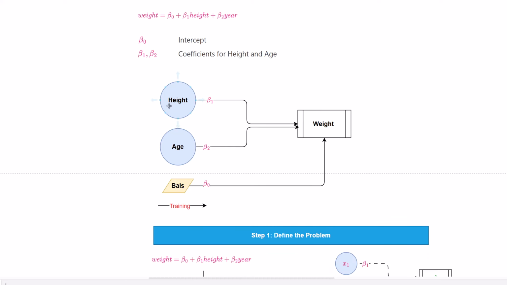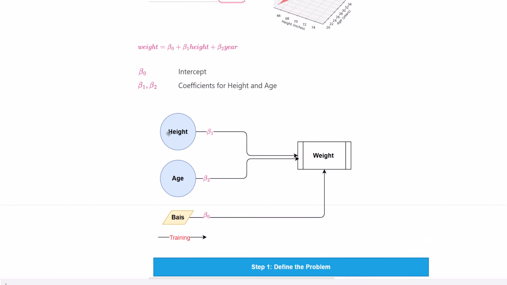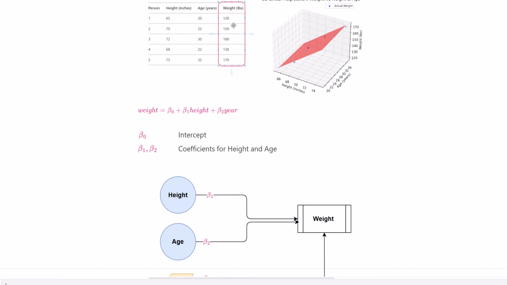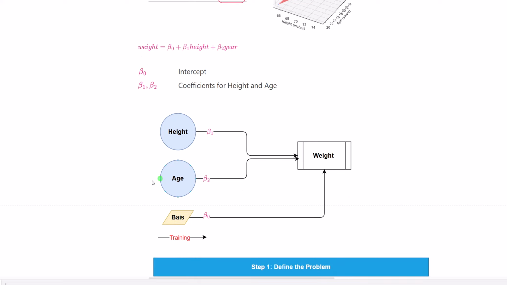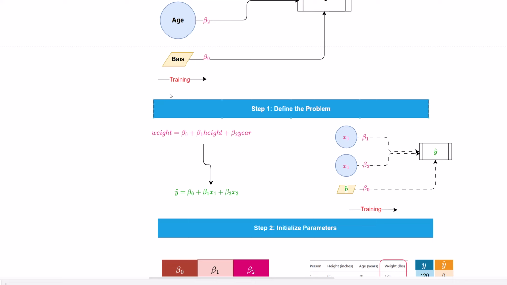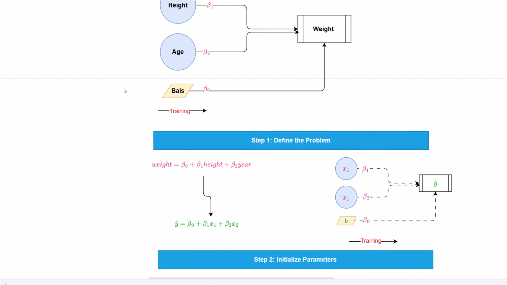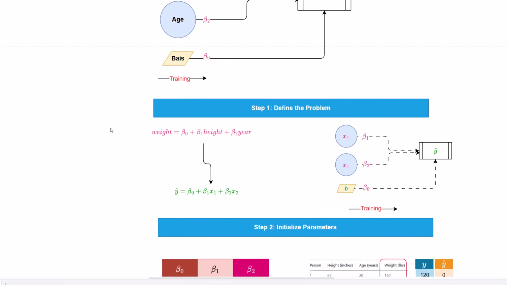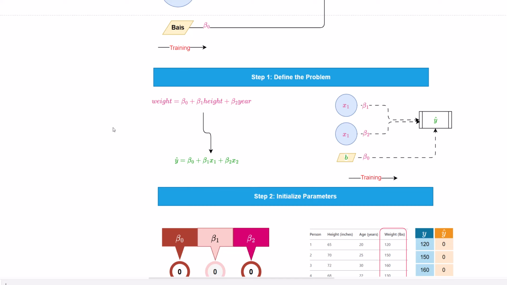So as you can see here, I tried to convert it to a graph. I have here the independent variables, height and age, and each one has a parameter. And I have the weight. The output should be the weight. This is the class label, or the predictable, which we need to predict. The class label is categorical, and this is the bias, also called the intercept. Now this is, for instance, in the training. This is the forward pass.